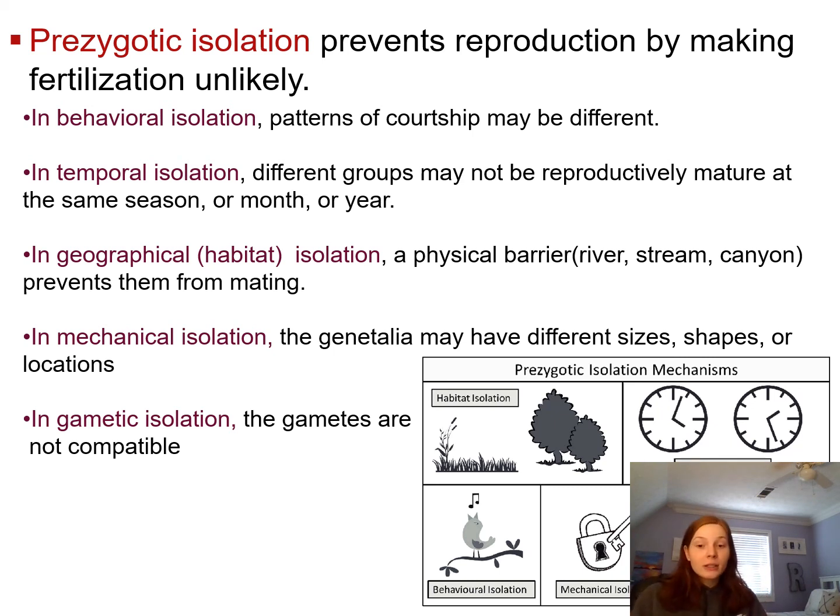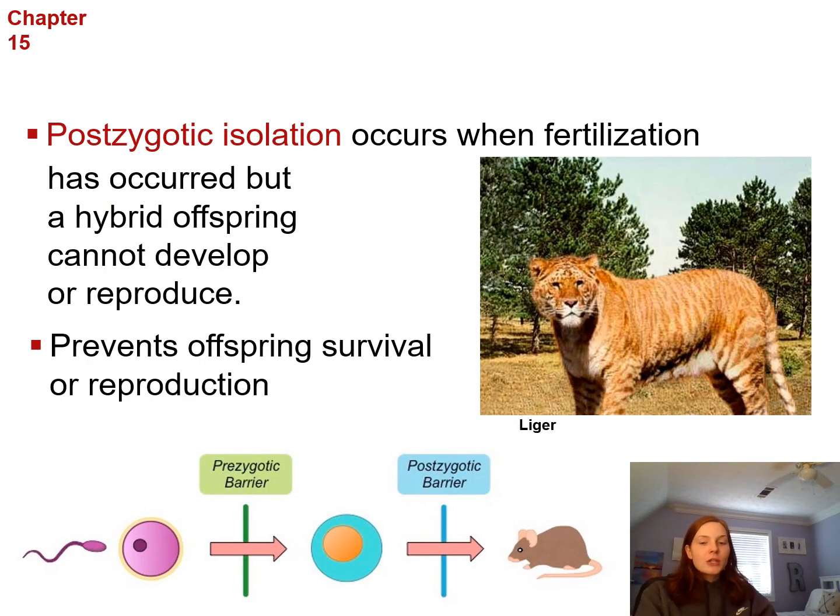Mechanical isolation, literally what it looks like and what you think it is. The genitalia do not fit together for some reason or another. They have different sizes, shapes, or different locations, and so the genitalia are not able to reproduce. And then lastly, you have gametic isolation, so something with the gametes. The gametes cannot be fertilized by each other, so for some reason or another, they're not compatible, so the sperm cannot fertilize the egg, something like that. Okay, so that's prezygotic isolation, so things that prevent species from mating.